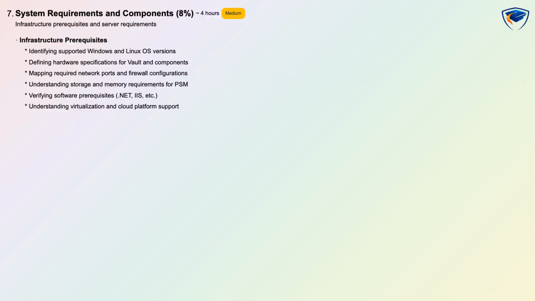System requirements and components is 8%, rated medium with an estimated 4 hours and conceptual plus scenario assessment. You will identify supported Windows and Linux versions, map hardware specifications for Vault and components, understand required network ports and firewall rules, verify storage and memory requirements for PSM, confirm software prerequisites like .NET and IIS, and review virtualization and cloud platform support. This domain ensures you can plan and validate infrastructure before deployment.